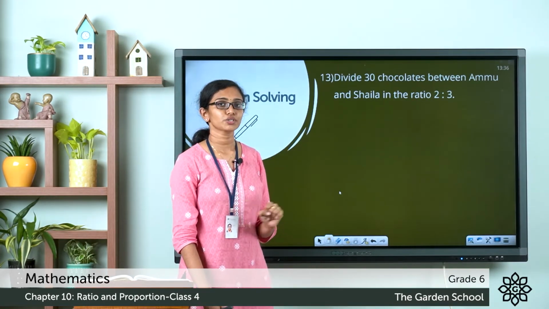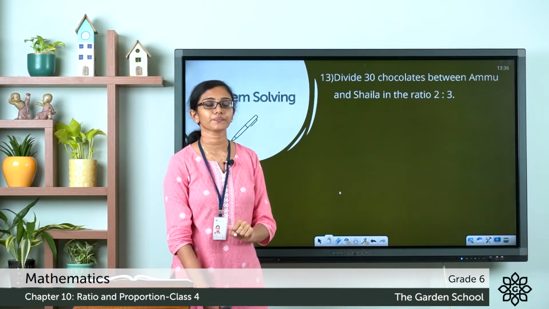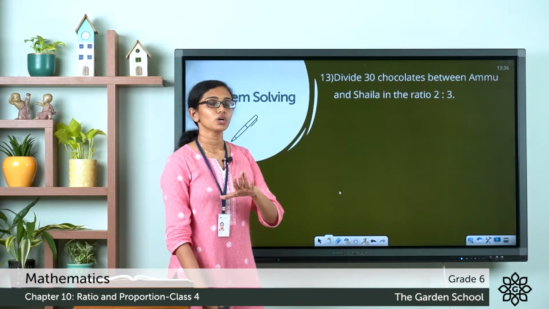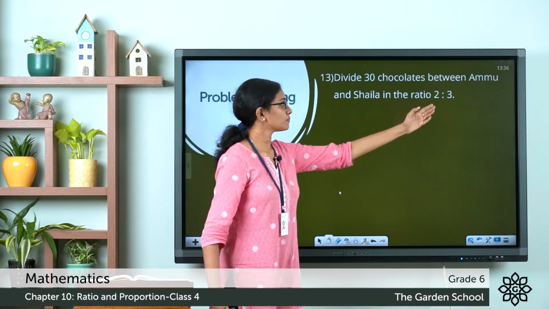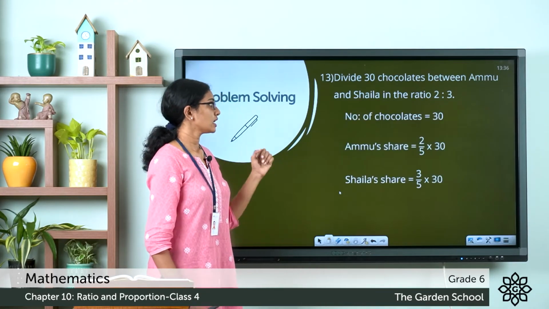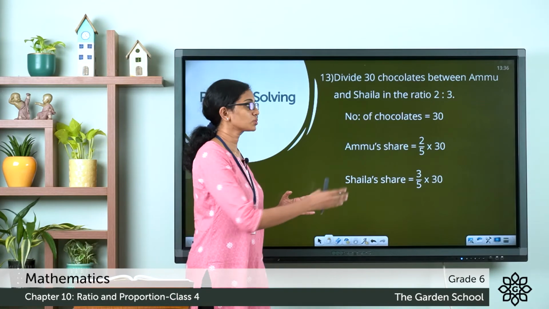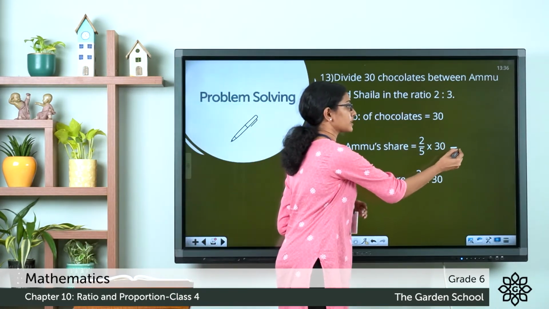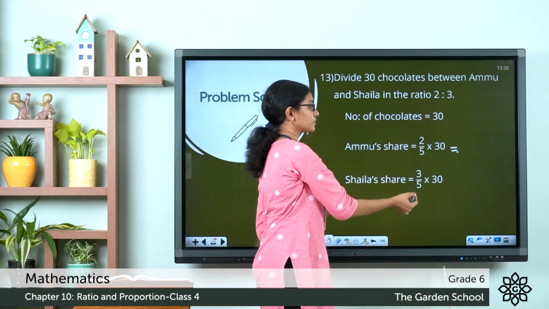So based on this ratio, the total number of parts will be equal to 2 plus 3, which is equal to 5. So if we divide 30 chocolates into 5 equal parts, 2 parts out of 5 has to be given to Ammu and 3 parts out of 5 has to be given to Shayla. So let's see, number of chocolates is equal to 30 and the Ammu share will be equal to 2/5 or 2 by 5 of 30. We have to simplify this and find out the answer. Now Shayla's share will be equal to 3/5 of 30.